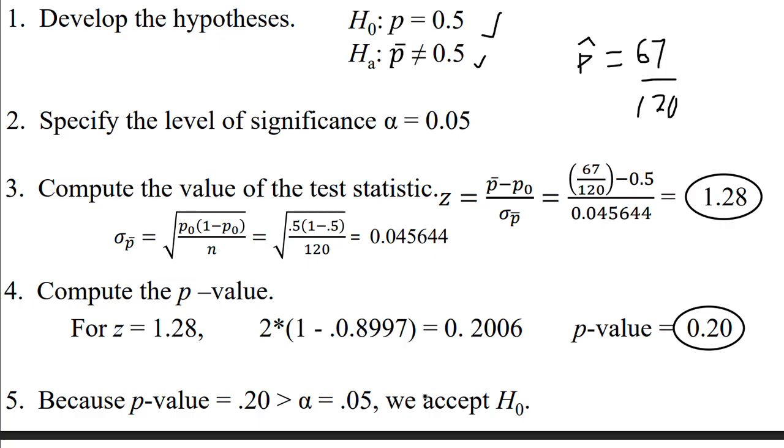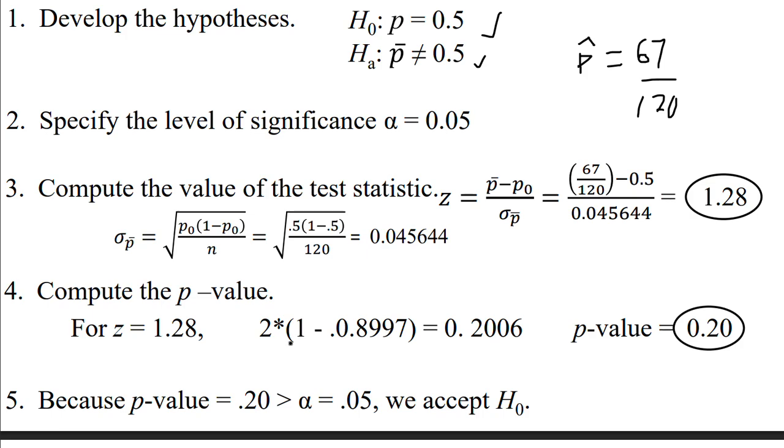Now, for the sake of time, it's already been calculated here. The square root of 0.5 times (1 minus 0.5) divided by 120. And so our standard deviation of the sample proportion is 0.04. See there, look at the z value, 1.29. And so when we go into our z table, the 1.29 will be equivalent to 0.8997. Now let me ask you a question.